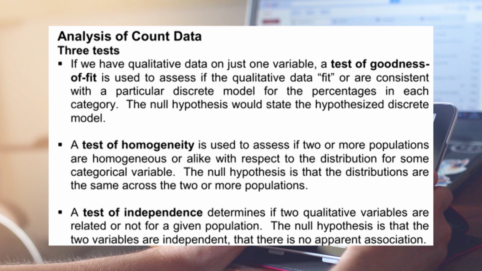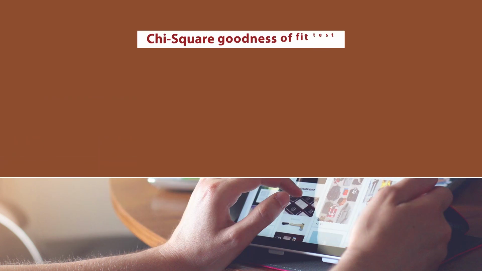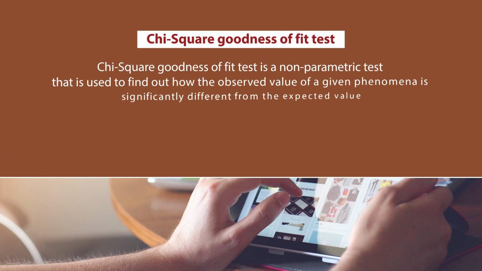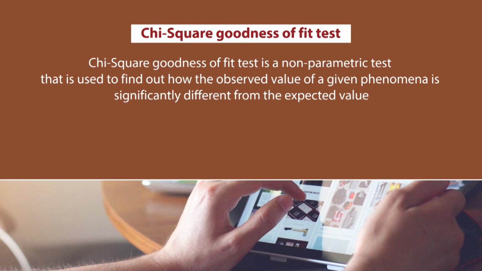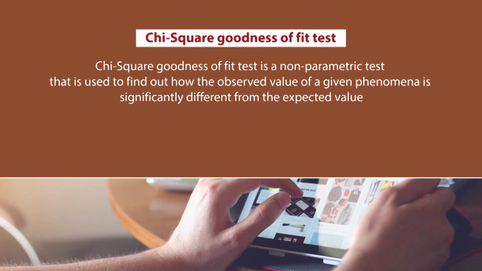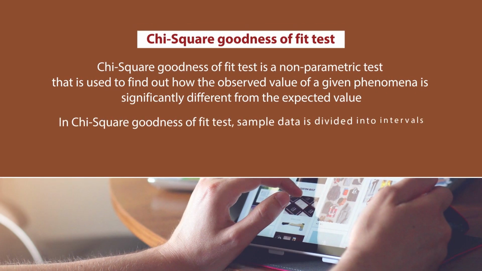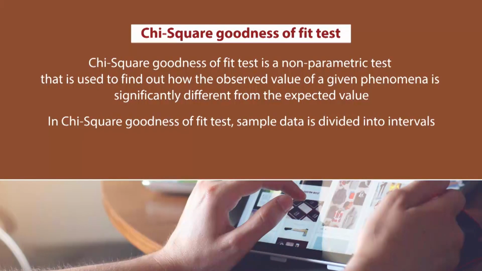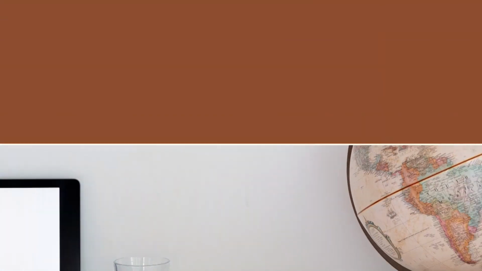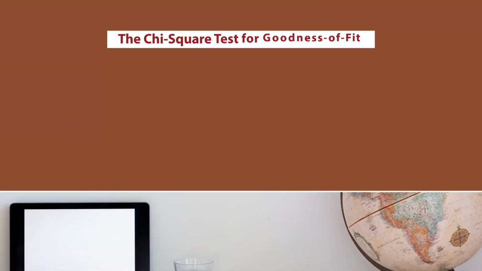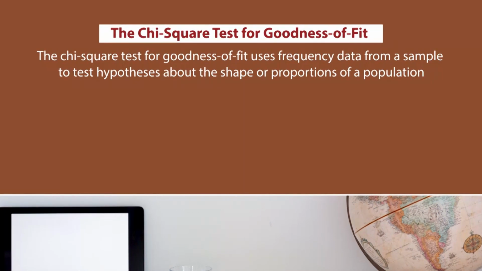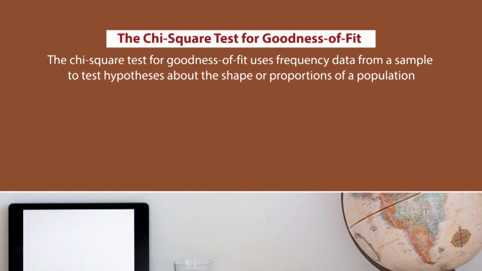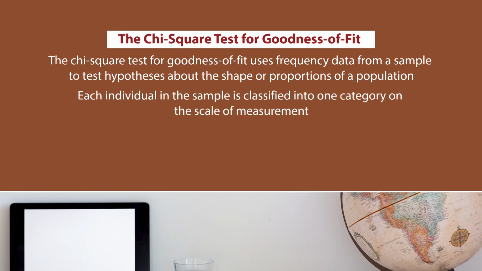So, chi-square goodness of fit test. Chi-square goodness of fit test is a non-parametric test that is used to find out how the observed value of a given phenomena is significantly different from the expected value. In chi-square goodness of fit test, sample data is divided into intervals. And the chi-square test for goodness of fit uses frequency data from a sample to test hypothesis about the shape or proportion of a population. Each individual in the sample is classified into one category on the scale of measurement.